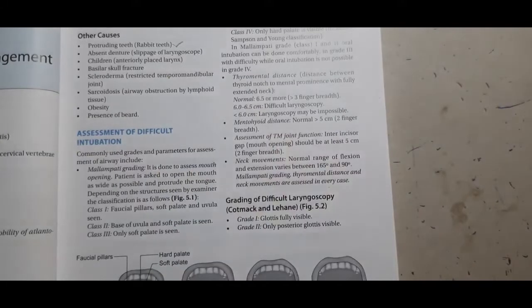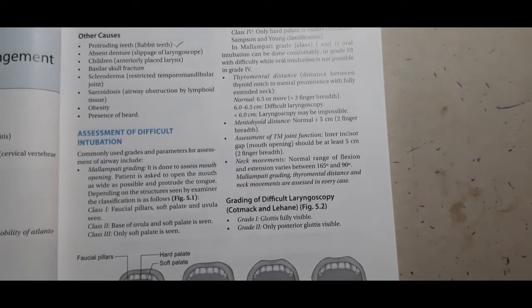Whenever you're trying to intubate, the laryngoscope might slip in people who don't have a denture. Then children's anteriorly placed larynx could be one of the causes. Basilar skull fracture: there might be a fracture in the basal region of the skull, which could be a cause for difficult intubation. Then scleroderma is a restricted temporomandibular joint.